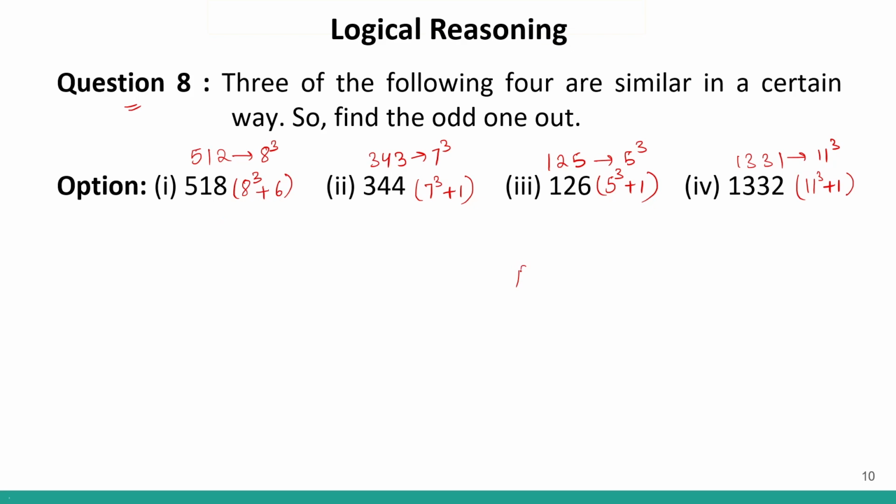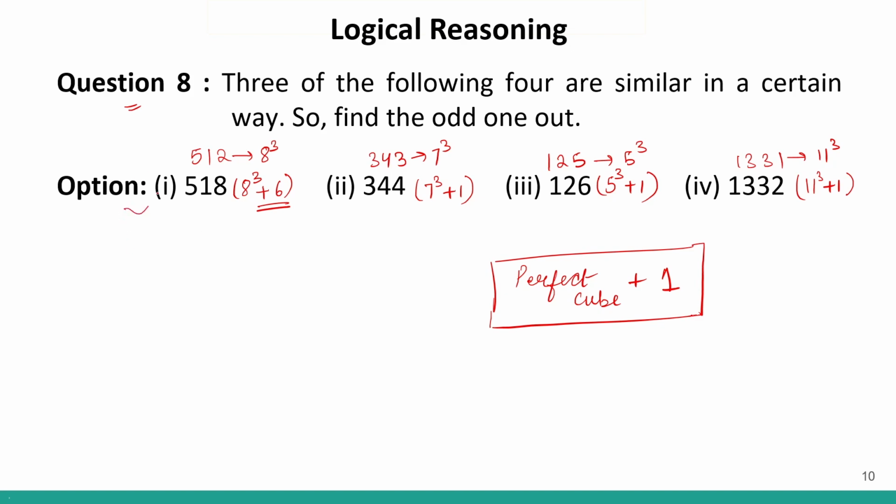So in each case, what did we do? We took a perfect cube and we added 1. Correct? When we added 1 to a perfect cube, we got the answer. But in option number 1, we added 6. So therefore, option number 1 is the odd one out. It does not follow the same logic as others. Okay?